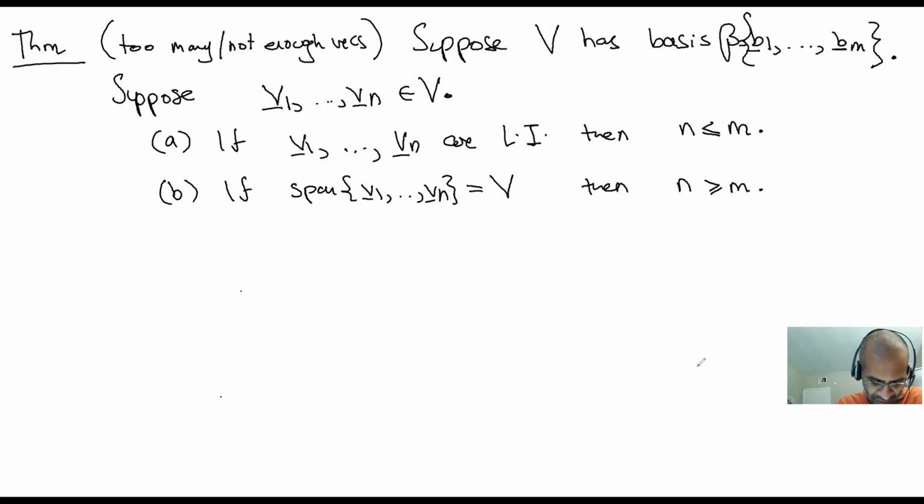In that theorem, I proved the contrapositives of these statements. I proved that if there are fewer vectors than the dimension, then you cannot span. And if there are more vectors than the dimension, then you cannot be linearly independent. Those statements are logically equivalent to what's written here, right? That if they are linearly independent, then there must be fewer vectors than the dimension. So again, according to our definition, this means that the dimension of V is equal to M.